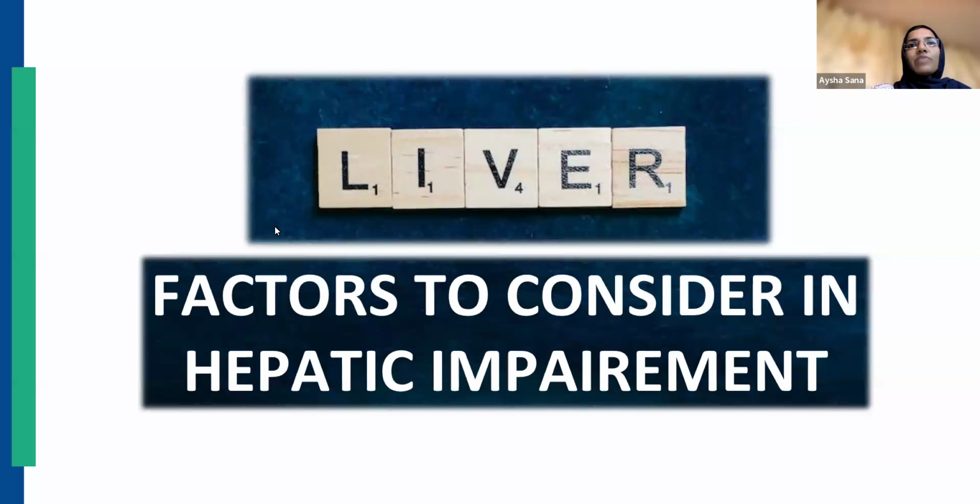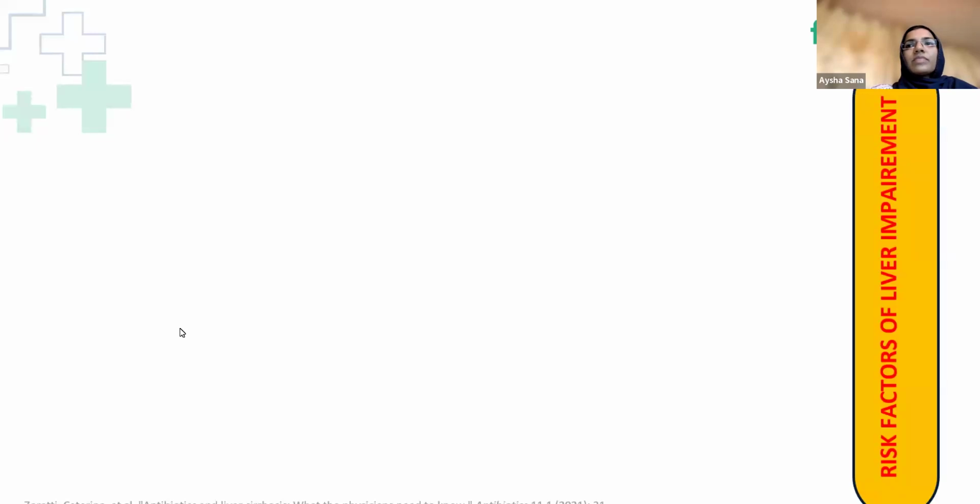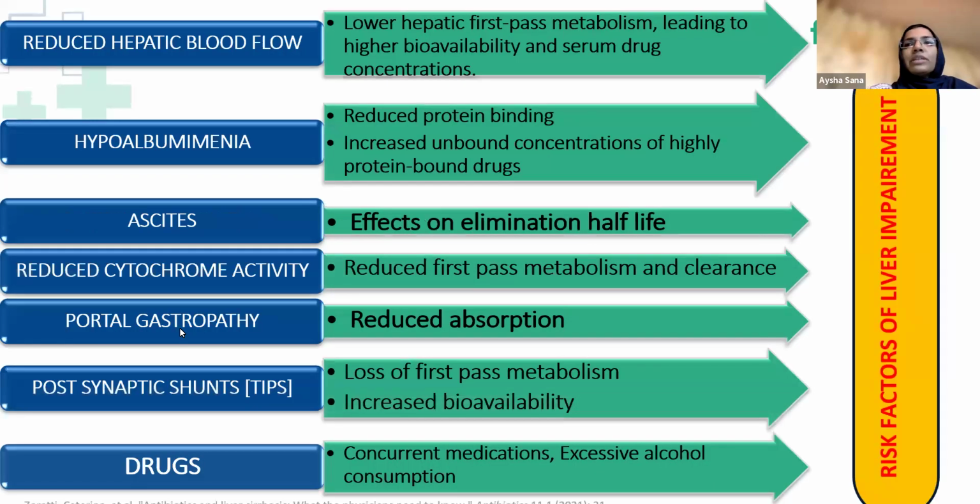First, let's look into the factors that we have to consider in patients who have a hepatic impairment. Now, I'll be taking you through the risk factors of patients who have a hepatic impairment and who require dose modification. These are a few of the conditions patients might have with a hepatic impairment and how they affect the drug bioavailability or the metabolism. And these are the reasons for dose modifications in patients with such complications.